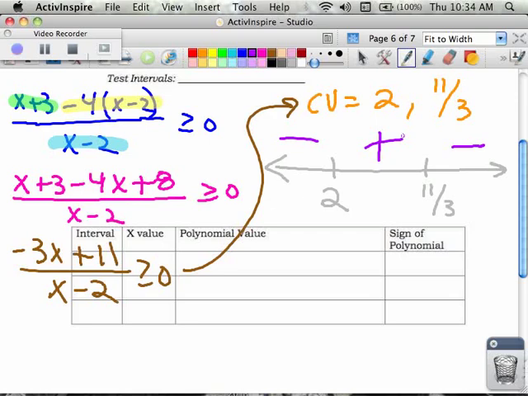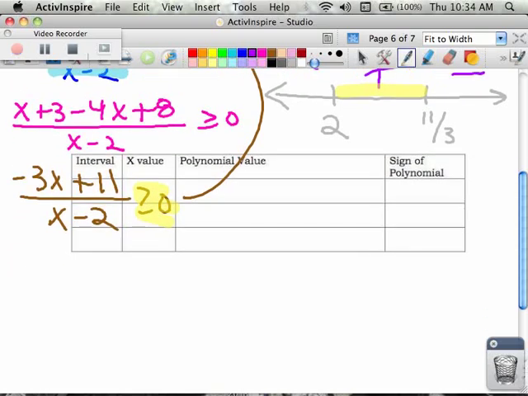What kind of numbers do I want? Positive. How'd you know? It said greater than or equal to 0, so I want the positive ones. That means I just want this region right in here. So you want bracket 2, comma 11/3 bracket. I'm sorry, that's not correct. My answer actually is going to be parentheses 2, comma, 11/3 bracket.